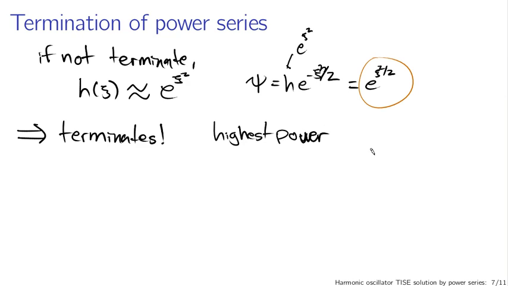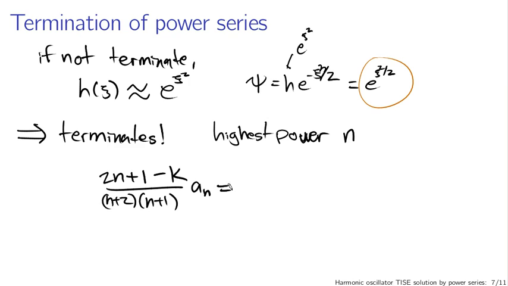How could we get a highest power? Well, go back to our recurrence relation. Suppose our highest power is n. Our recurrence relation for n tells us (2n plus 1 minus k) over ((n plus 2)(n plus 1)) multiplied by a sub n is a sub n plus 2. If we know that n is a highest power, we know this must equal 0. We can't possibly have an a sub n plus 2 if our highest power is n. So if a sub n is non-zero, then this must be 0. And in order for this to be equal to 0, we have a condition on the numerator here, namely that k is equal to 2n plus 1.